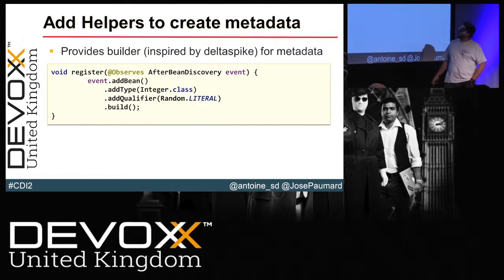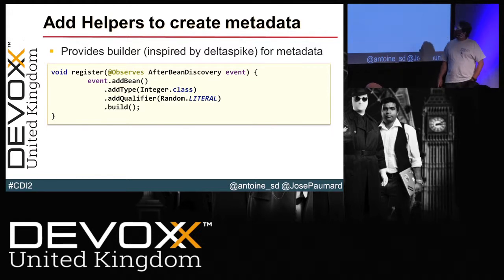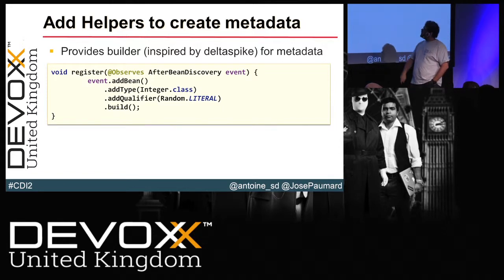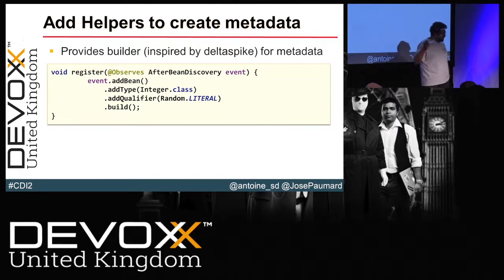In the same way, we are thinking about using the metadata builder we have in Apache DeltaSpike by putting it in the events of the boot phase of the container. Here, you see the after bean discovery is one of the last events of the bootstrapping phase of the container. In this event, we would like to add the possibility to request a builder of a bean. With the builder pattern, add the type, add the qualifier, and after that, build the bean. Right now, to do that, it's very cumbersome. You have to implement the interface, and so on.